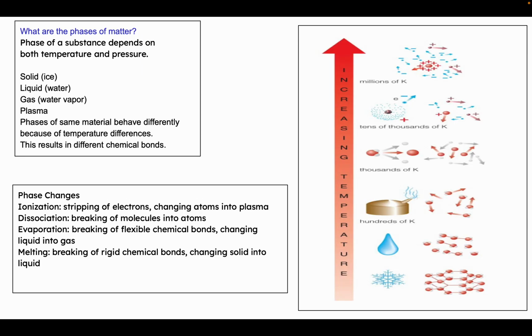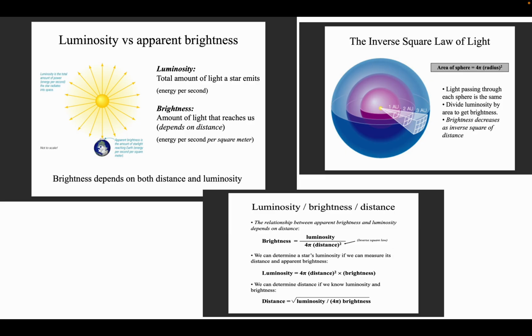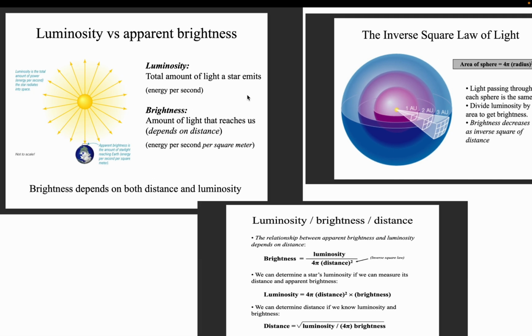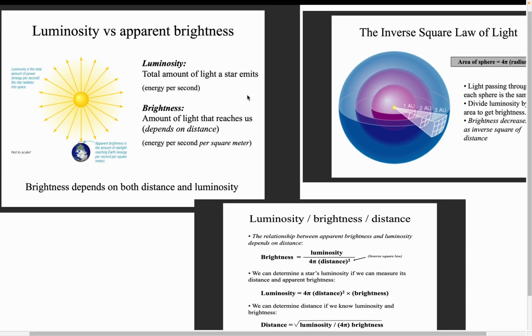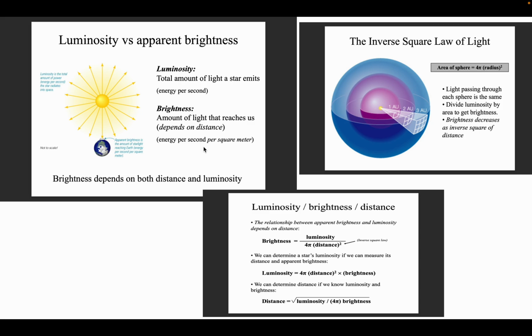Now, today we have to once again check what luminosity, apparent brightness and the inverse square law of light are. So as we know, the luminosity is the total amount of light or energy a star emits per unit second, and the brightness is the light that reaches us, energy per second per unit square meter.